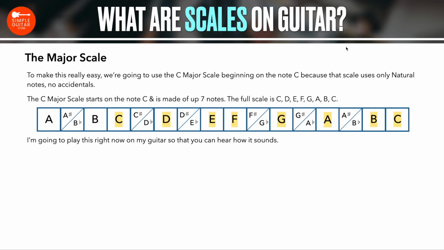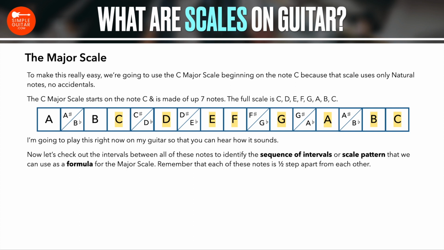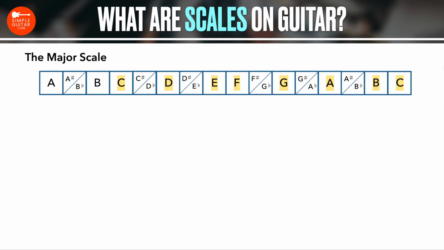Okay, and I can play that going down. Okay, now let's check out the intervals between all of these notes to identify the sequence of intervals or the scale pattern that we can use as a formula for the major scale. Okay, so if we are looking at the C major scale in the context of all 12 musical notes here, I've got the C major scale highlighted.